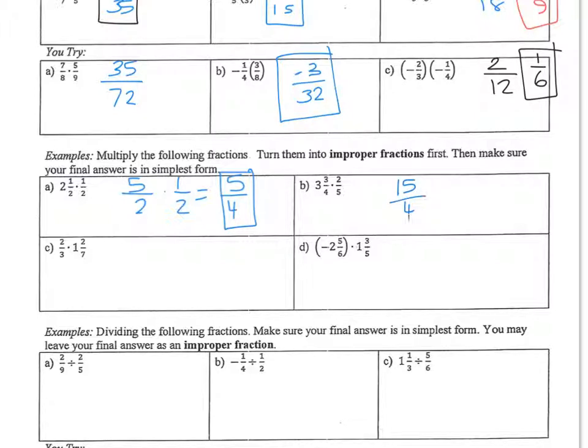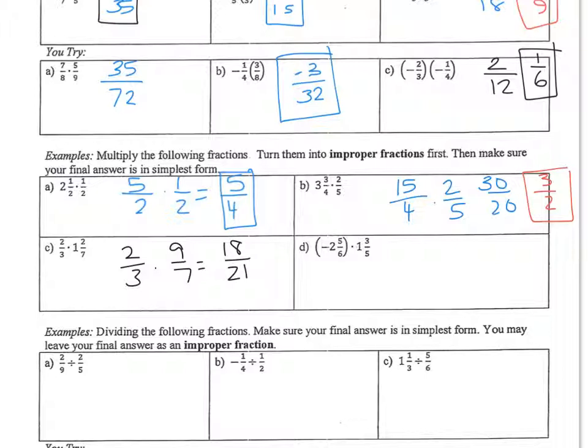Letter B, you do 3 times 4, which is 12, plus 3, which is 15. So 15/4 times 2/5 is 30/20. You can divide both of those by 10, so it's 3/2 is your answer. Letter C, it's 2/3 times 1 times 7, which is 7, plus 2 is 9. So 9/7. 2 times 9 is 18. 3 times 7 is 21. And then you can divide the top by 3 and the bottom by 3. So it's 6/7.